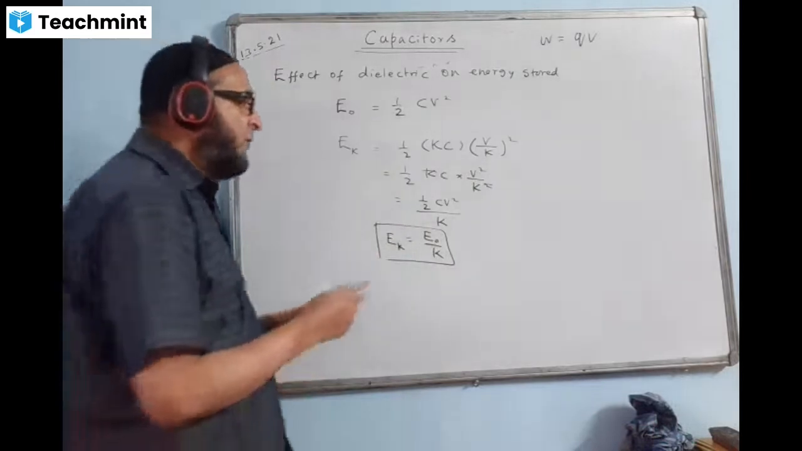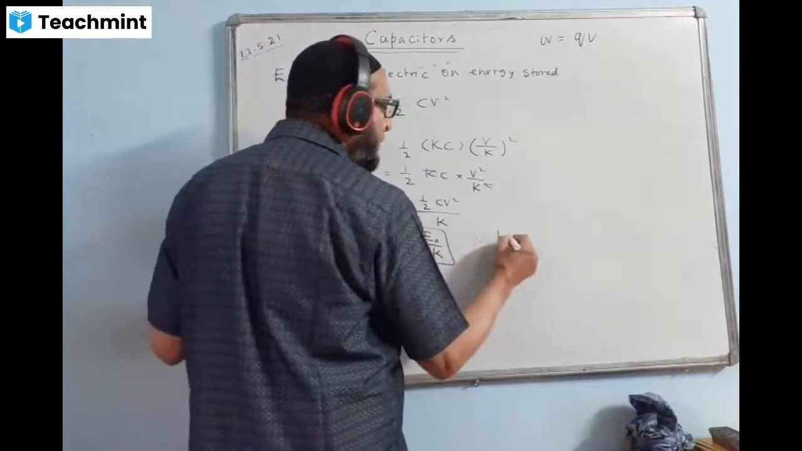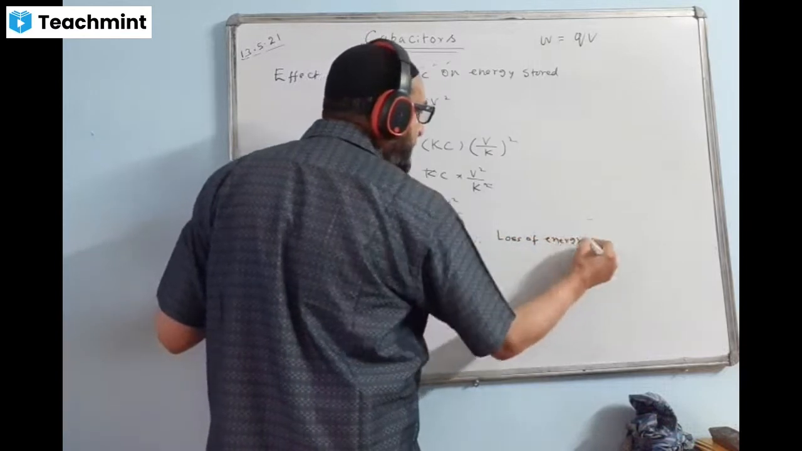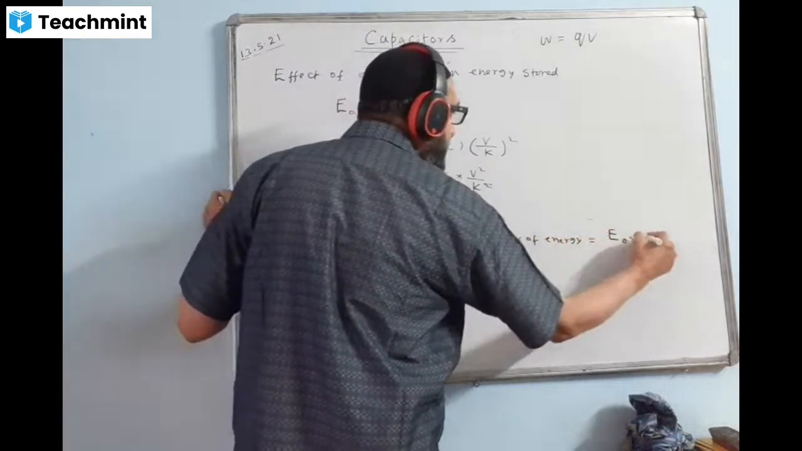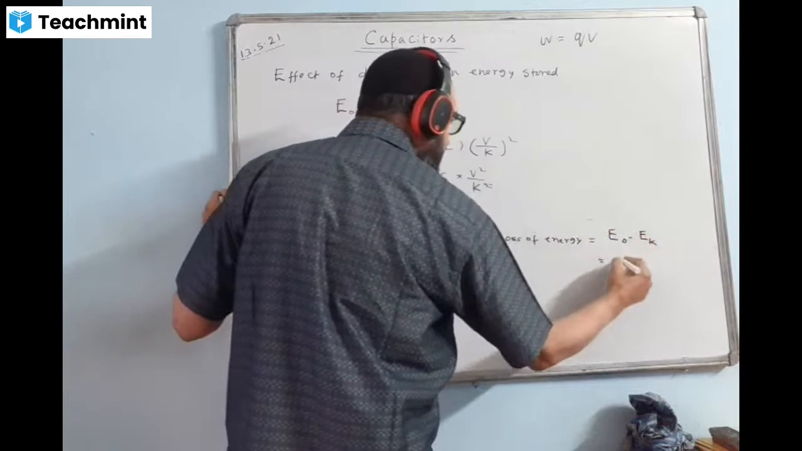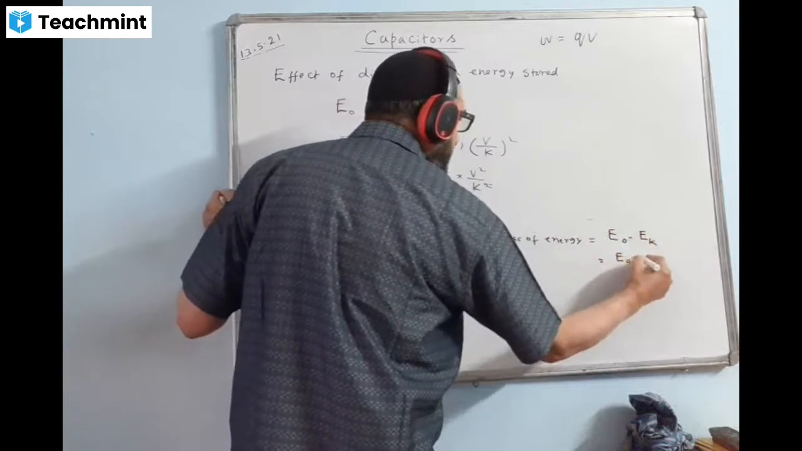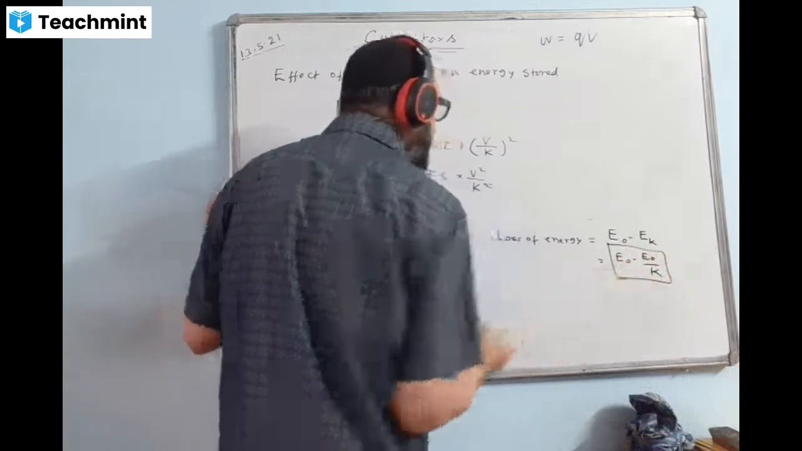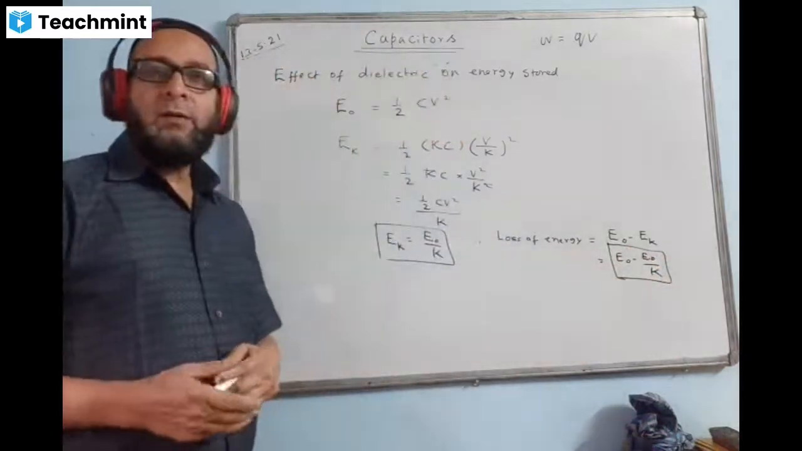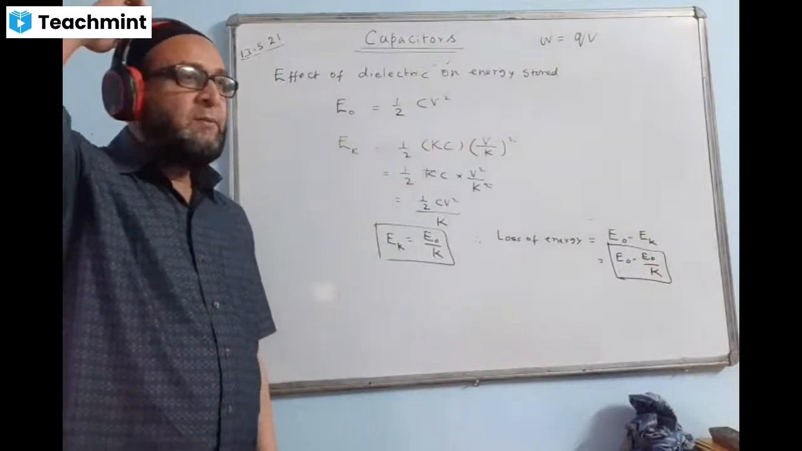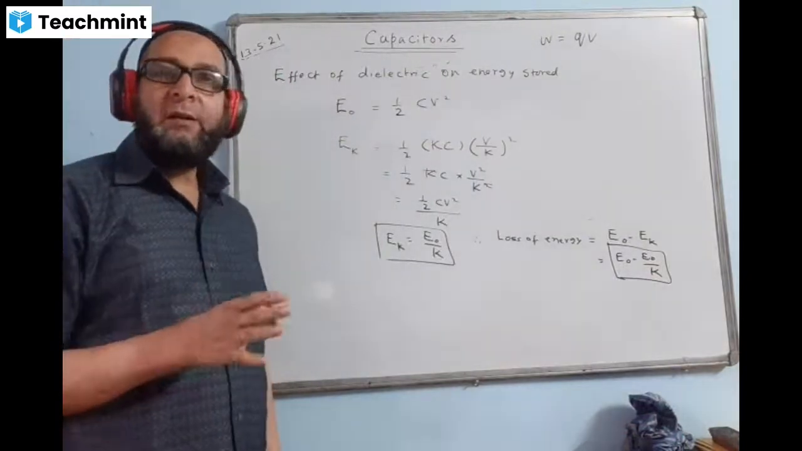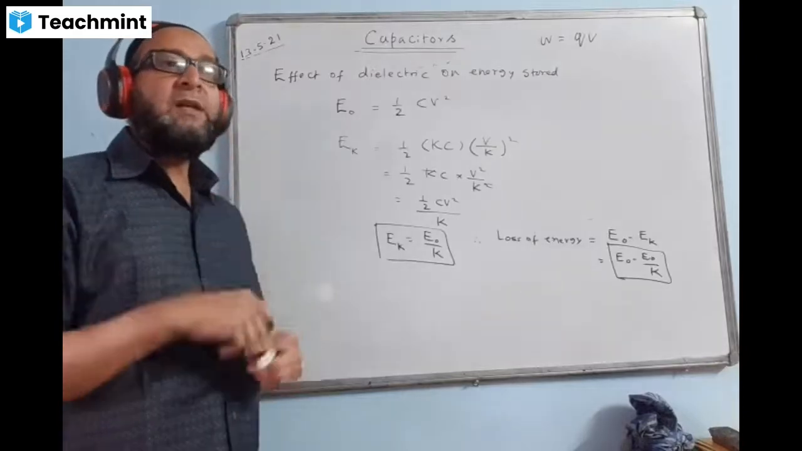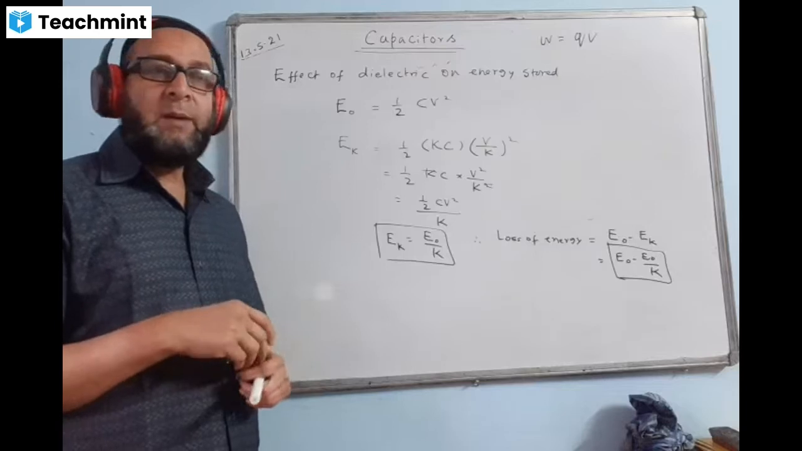And if you have to find the change in energy or the loss of energy, then the value will become E naught minus E K. That means E naught minus E naught divided by K. This will be the value of loss of energy or change of energy. That means when it is empty or free, it will have more energy stored. Once you are filling it with the dielectric, the energy will decrease by 1 by K times.